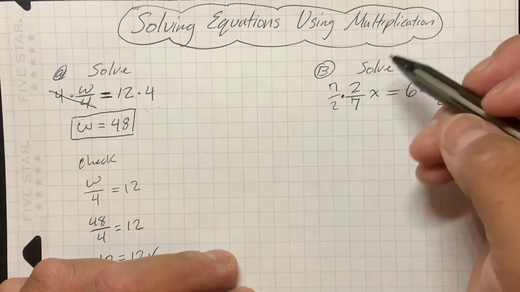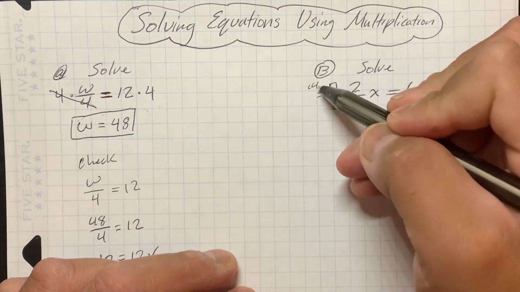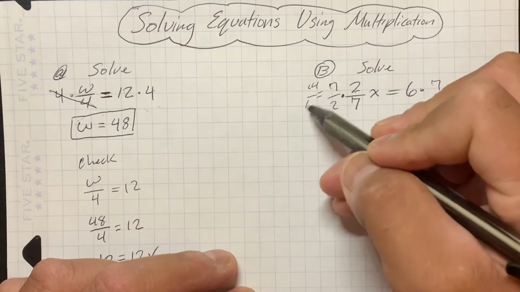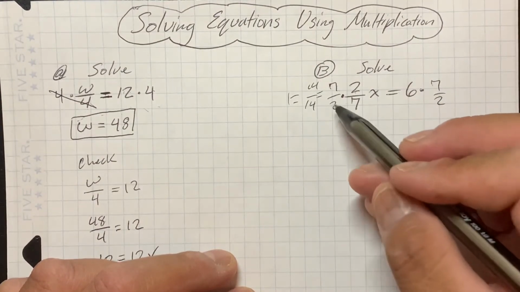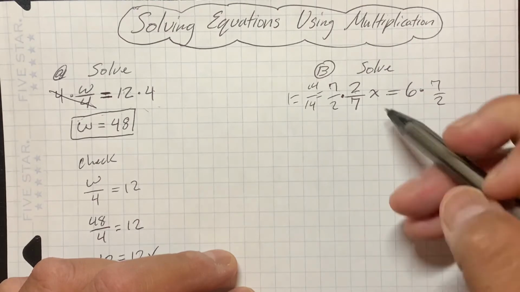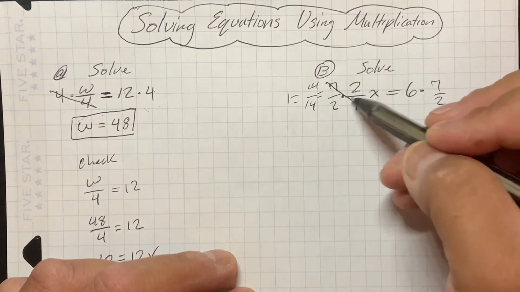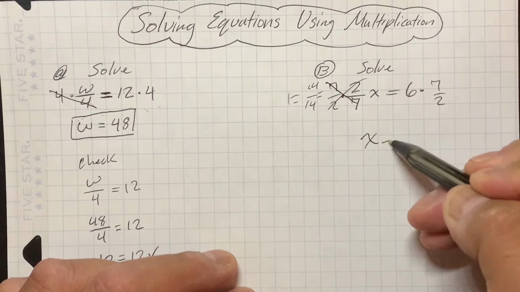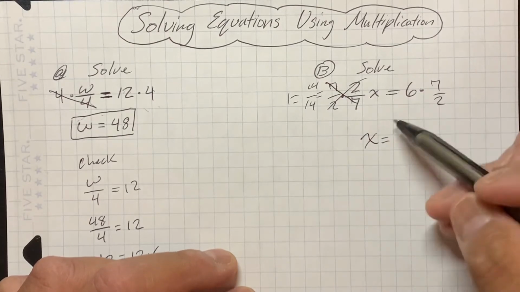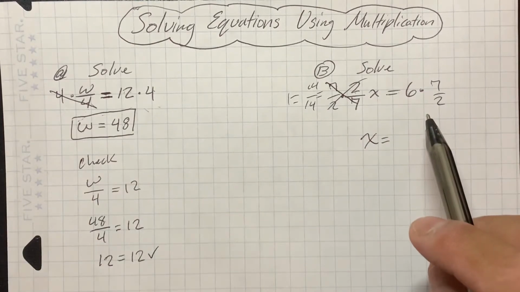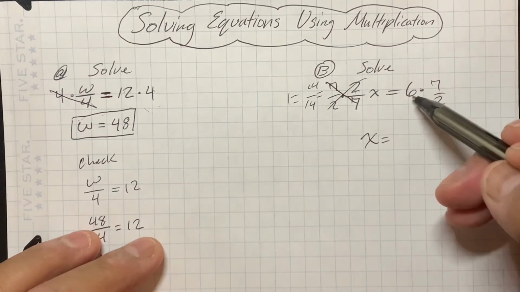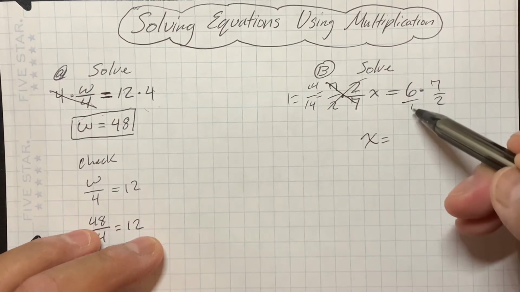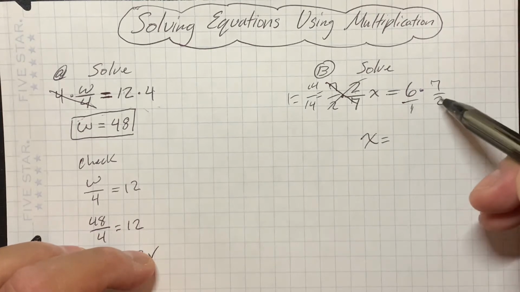7 times 2 is 14, and 2 times 7 is 14, but 14 can go into 14 once. So this is basically 1. Now that basically cancels out, and this variable x is by itself. Okay, now the same thing here. We're going to multiply 6 times 7 over 2, and again we make the whole number 6 into a fraction by putting a 1 underneath of it.